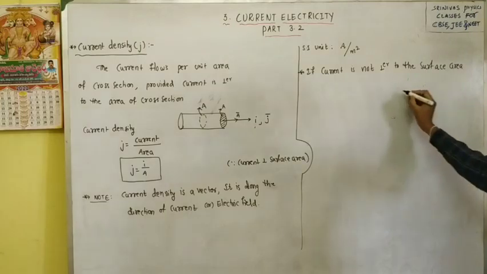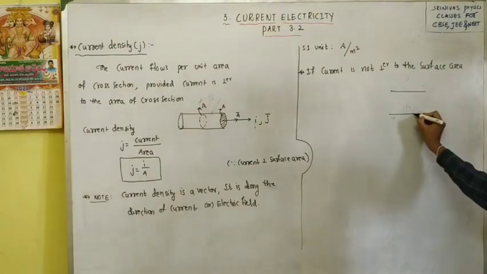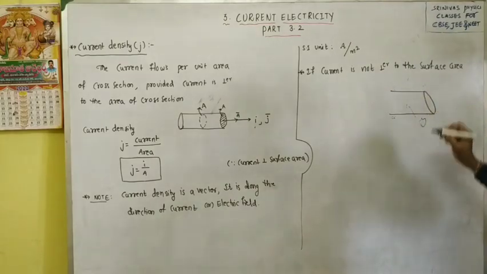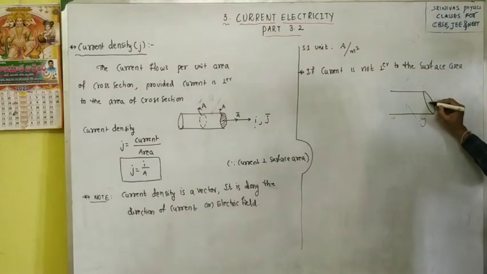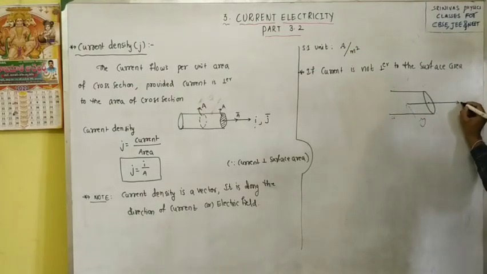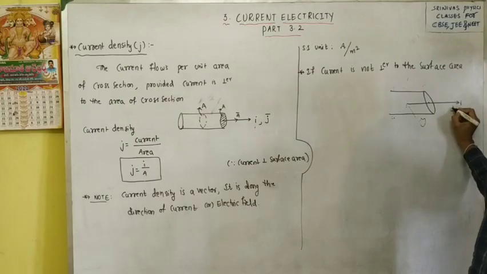formula? For example, this is a wire, and it has an area of cross section. I am taking the area of cross section like this. This is the area of cross section. Now at this moment, what is the area vector? For example, the current and current density are along this direction. This is the direction of the current, or the current density.